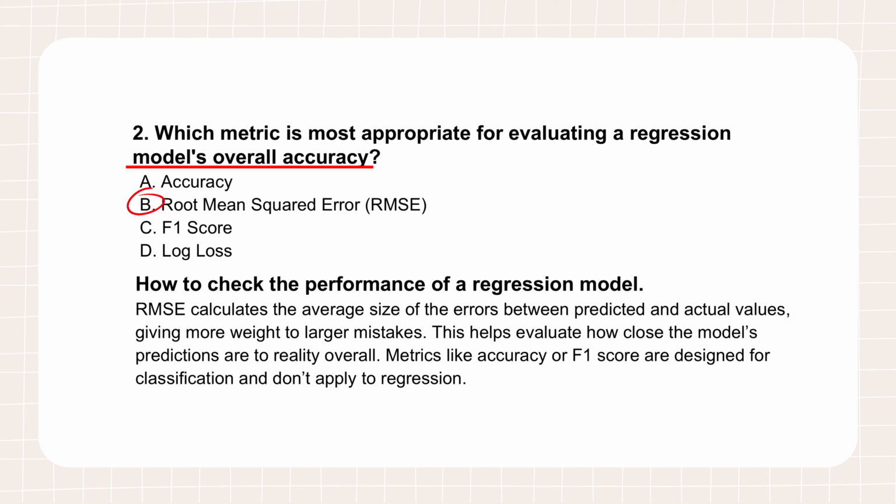And the source also explains why the others don't fit here. Accuracy, F1, log loss, those are really designed for classification problems, judging categories. Yeah, that distinction feels really important. It's not one size fits all for metrics. Definitely not. So the core point, predicting a number, regression, you need a metric like RMSE that gets how far off you are, not just a simple right or wrong like in classification.